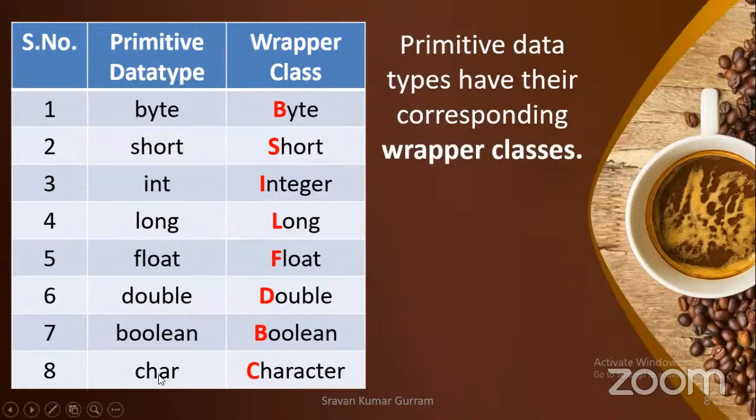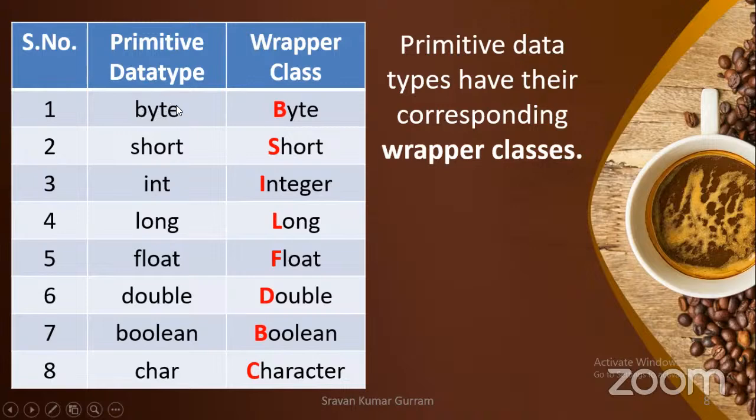These are the primitive data type names: byte, short, int, long, float, double, boolean, char. For each and every primitive data type, internally Java maintains a class. Remember this point very carefully, a very important point. That class is called a wrapper class. The spelling is W-R-A-P-P-E-R, wrapper class.